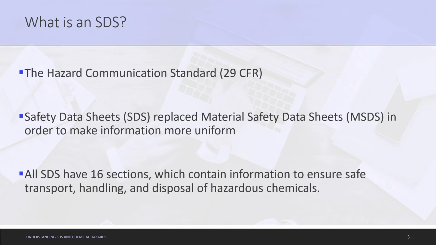The newer SDS have a more rigid structure that allows for end users to quickly and easily find needed information. All SDS have a format of 16 sections, each section containing specific predetermined data. Next, we're going to take a look into each section of the SDS and the information contained within each.